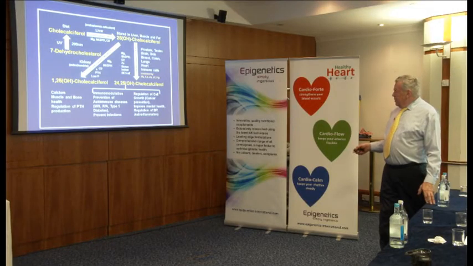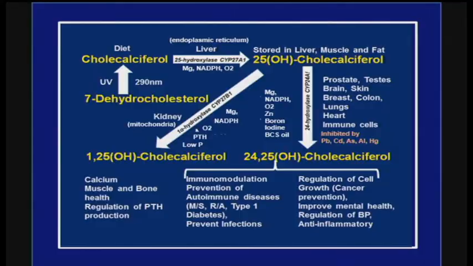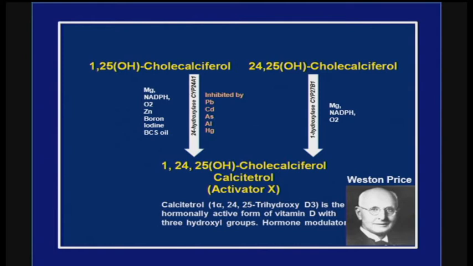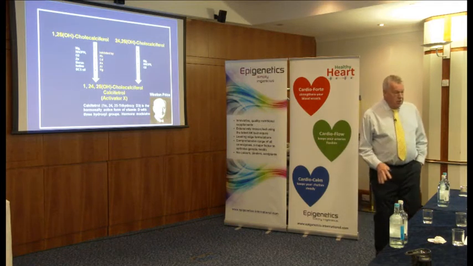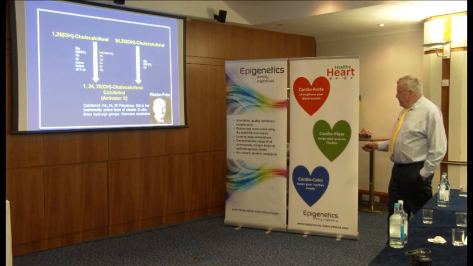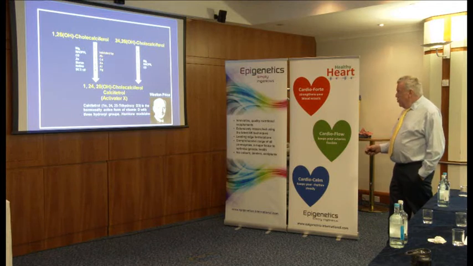Now there's a third type of activated form when the 125 and the 24-25 come together, and this is called the 124-25. The 124-25 is otherwise known as activator X, which was first talked about by Weston Price back in the 1930s and 40s, but he thought, or they thought, it was vitamin K2, but it's not. It's actually the 124-25 cholecalciferol, which is the main hormone modulator. This is the main one.